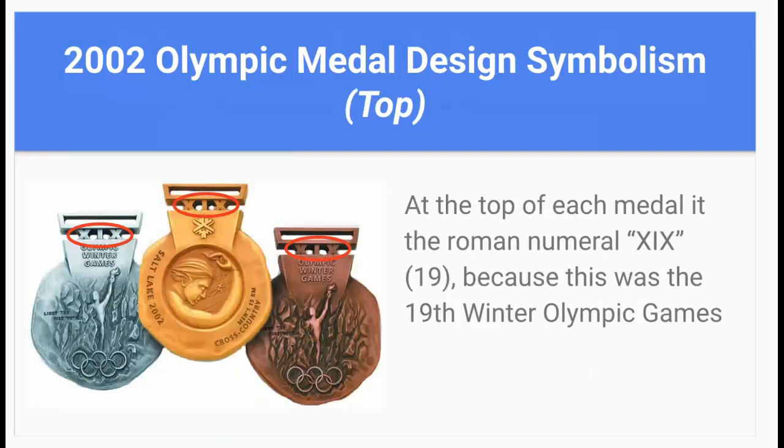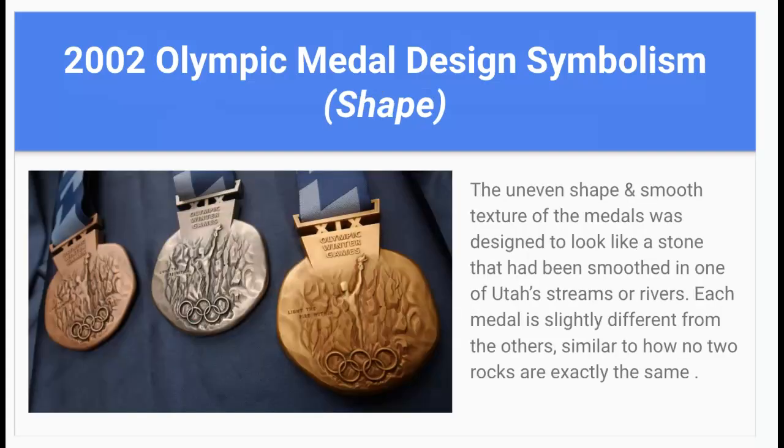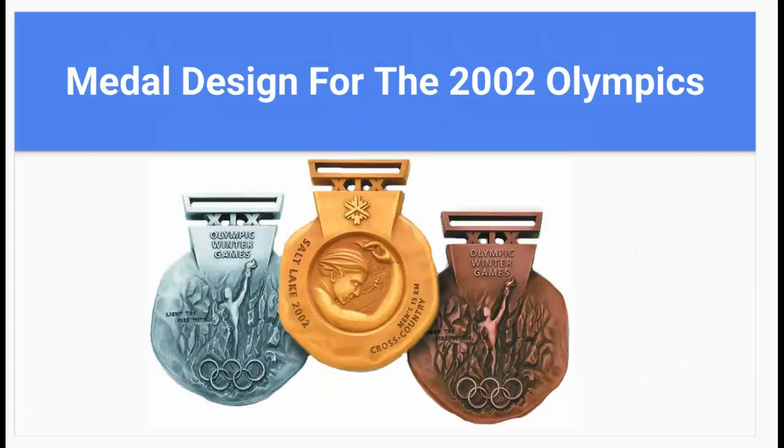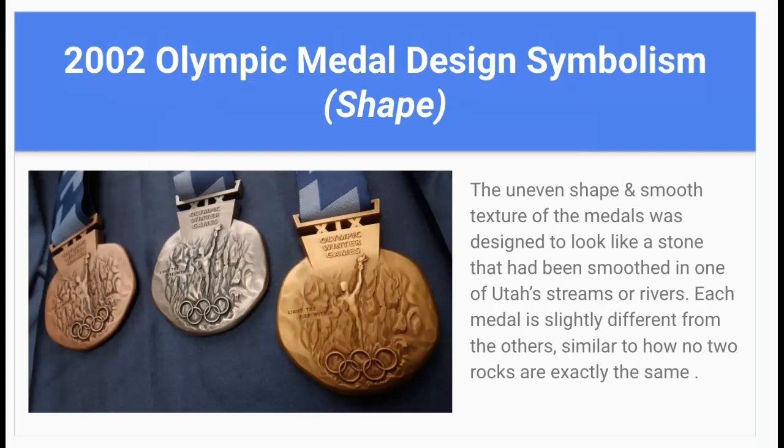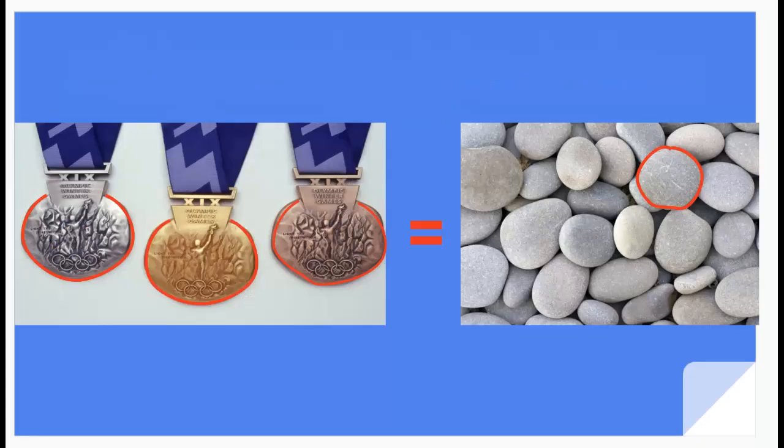On top, it has the Roman numerals XIX representing 19 because these are the 19th Winter Games. The overall shape was not smooth. They weren't all perfectly symmetrical, and that was done on purpose. The texture of the medals was designed to look like a stone that had been smoothed in one of Utah's rivers and streams. It was supposed to look like it had been eroded over time. Each medal then had a slightly different design because no two rocks are the same when they come out of the river. So none of the 2002 medals are identical, as you can see here.